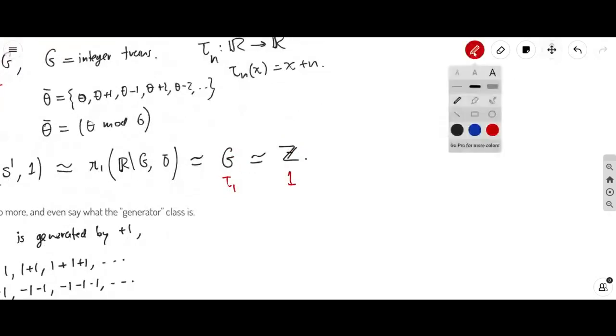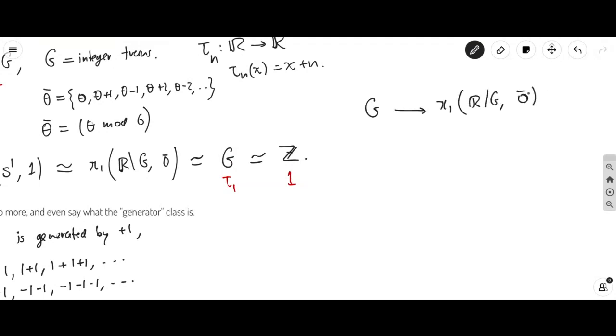This is the isomorphism between the group and the fundamental group that we had in the proof of the theorem. How do we get the isomorphism? Well, here's what we do. We choose the initial condition, so we choose something in the fiber, so let's say 0. And so 0 is in R, and so that's in our covering space. And then we're going to apply this automorphism to 0. So tau 1 of 0, that would be 0 plus 1, so that would be 1 in R.